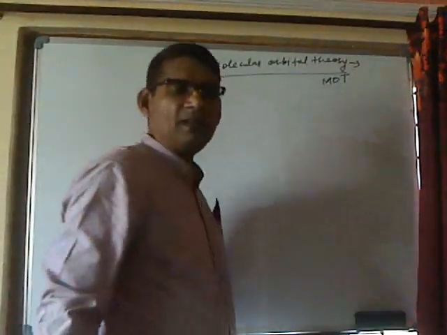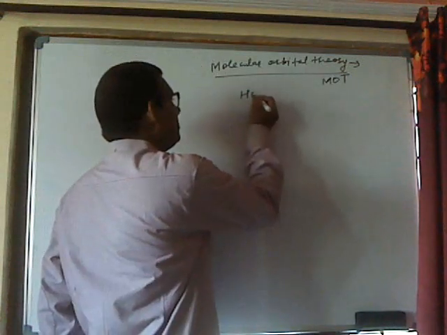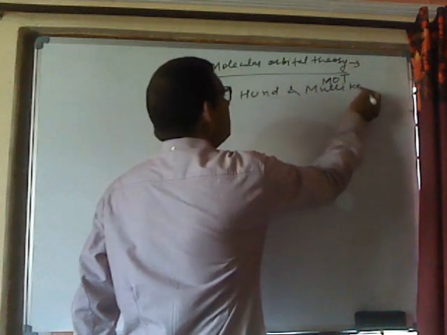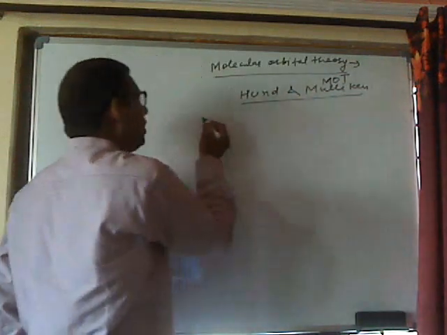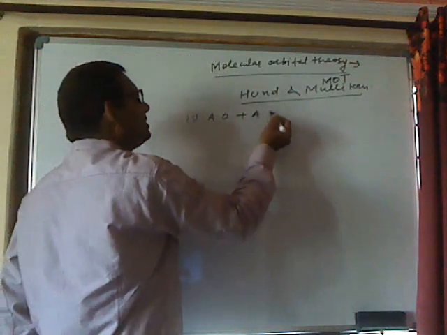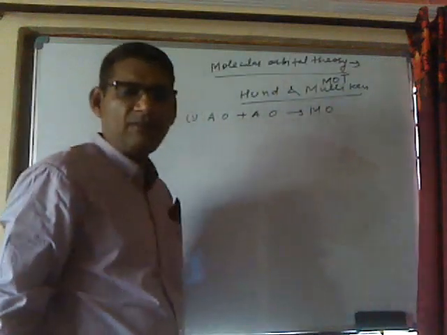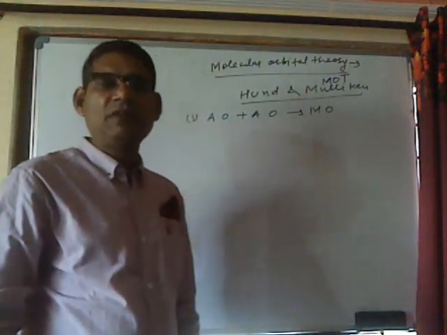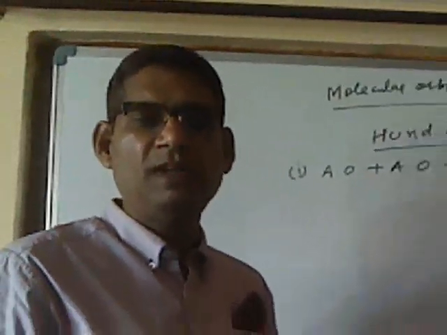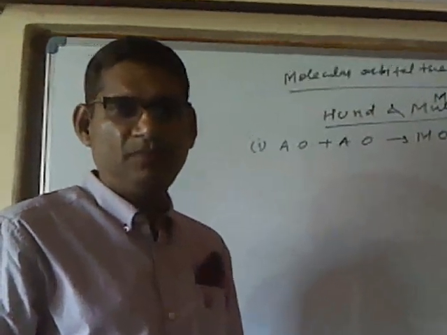This molecular orbital theory was given by Hund and Mulliken. According to Hund and Mulliken, atomic orbitals of different atoms combine together to form molecular orbitals. And these atomic orbitals will be of approximately the same energy level. Then only will they combine with each other to form molecular orbitals.